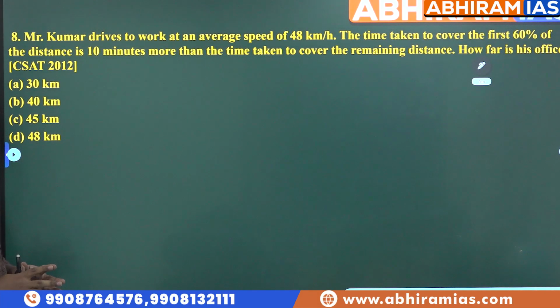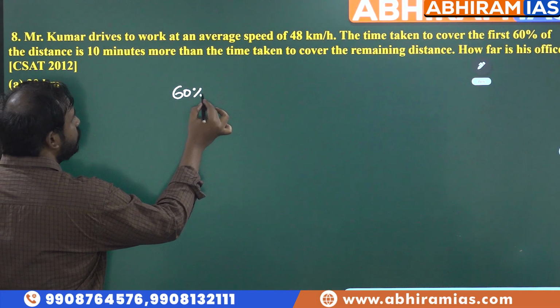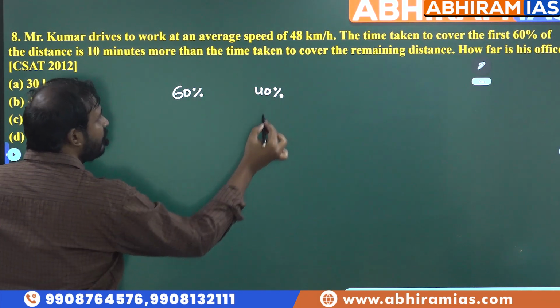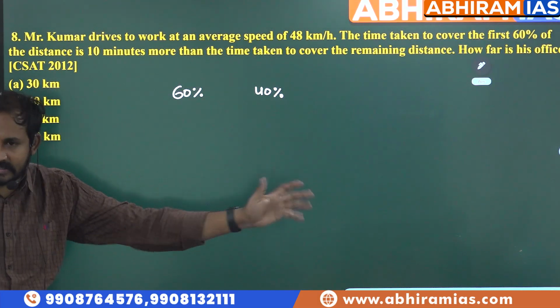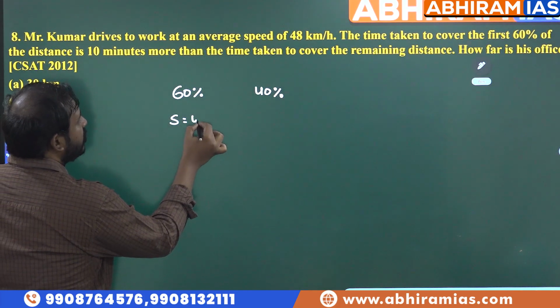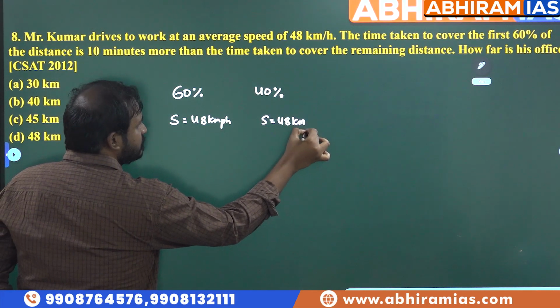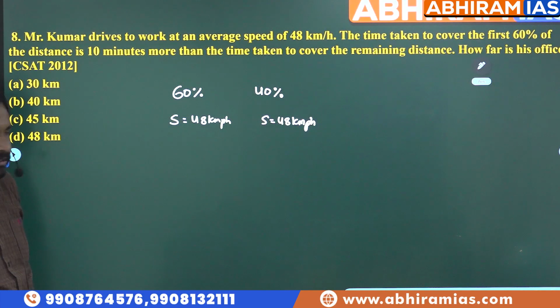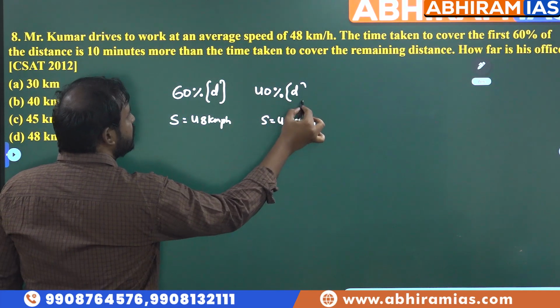Mr. Kumar drives to work at an average speed of 48 kilometers per hour. The time taken to cover the first 60% of the distance, 60%. So the distance is divided into two parts, 60% and 40%. 60% distance, and 60% means obviously the remaining is 40%. What is the speed in this case? 48 kmph. What is the speed in this case? 48 kmph. His speed is the same, there is no difference in the speed. Here the distance is 60% of d and here it is 40% of the distance, with the same speed.